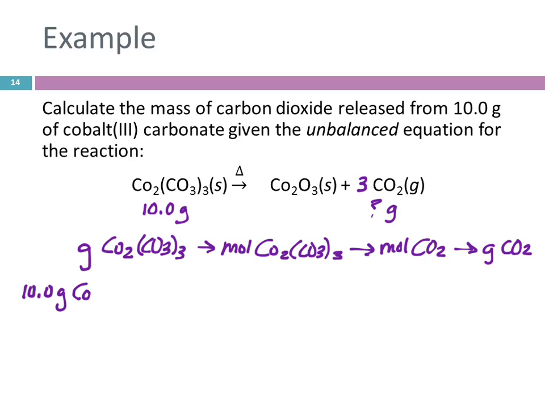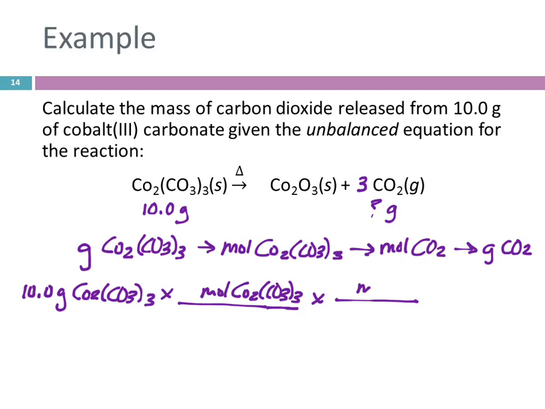10 grams of Co2(CO3)3, times, here I'm going to have moles of the cobalt carbonate, crazy long formula guy. And then 2 moles of CO2, to grams of CO2. Grams to moles to moles to grams. Previous unit comes down.